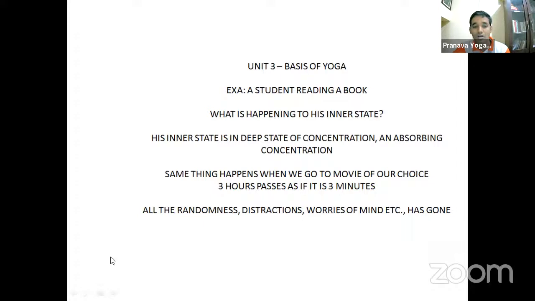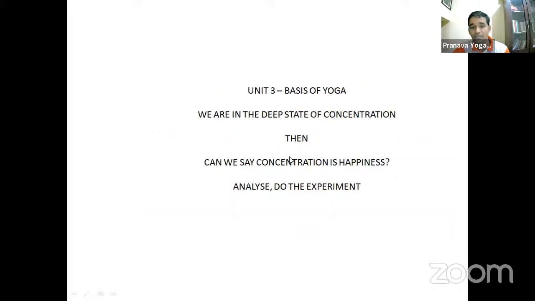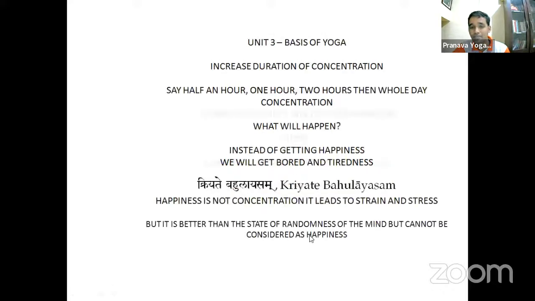Happily, all the randomness, distractions, worries of the mind, etc. have gone with that concentration. So we feel comfortable. We are in a deep state of concentration. Then can we say concentration is happiness? Analyze. Do the experiment. Increase the duration of concentration.